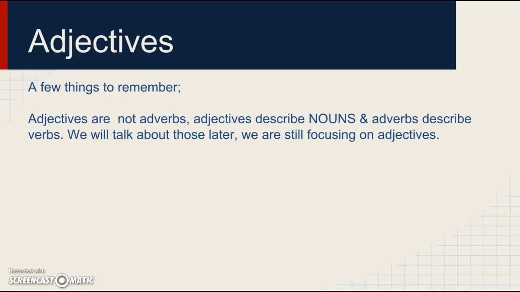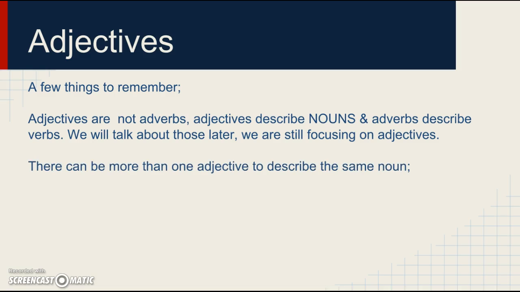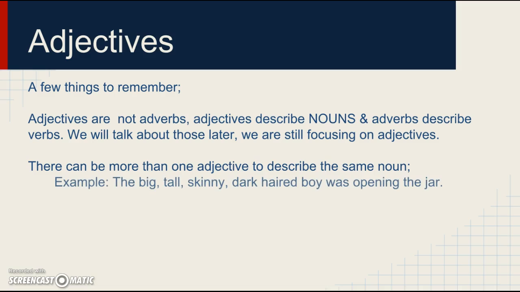Again, adjectives are describing words that describe nouns and nouns only. A noun is a person, place, or a thing. There can be more than one adjective to describe the same noun. So if you find one noun in a sentence, there could be more than one. Even how many, it could be what kind, it could be more than one of those. But you still ask the questions.